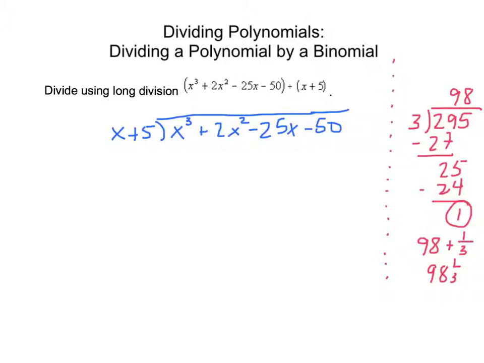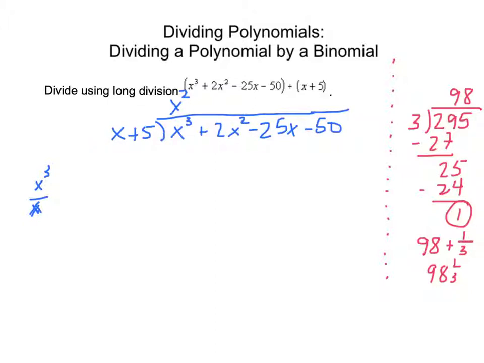So start with this. How many times does x go into x cubed? So in other words, off to the side, in my margin, I'm dividing x cubed divided by x. Okay, well what do we get? We get x squared when we divide that. So I'm going to put that above the x cubed. Now I'm going to multiply that x squared through the divisor. So x squared times x plus 5.